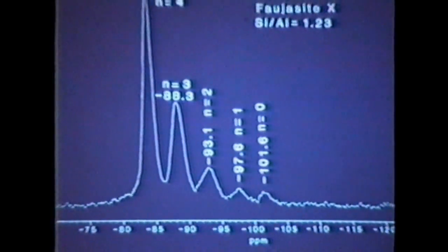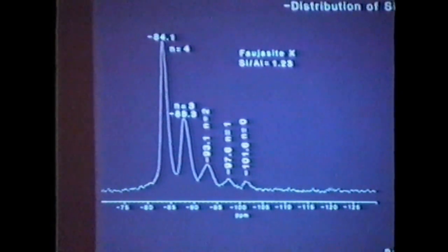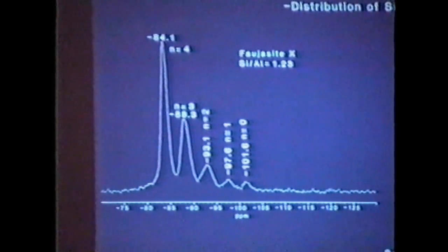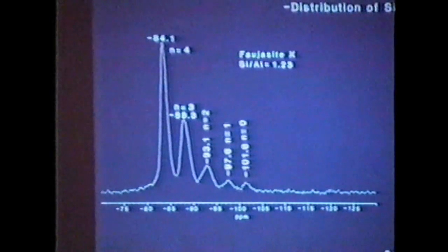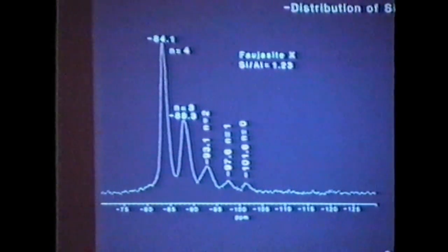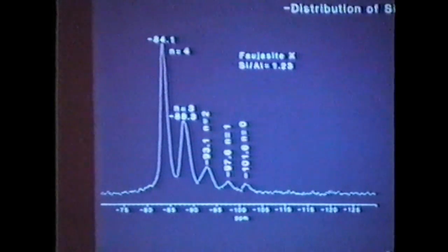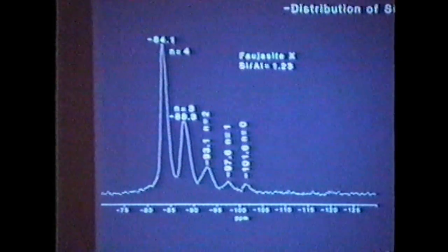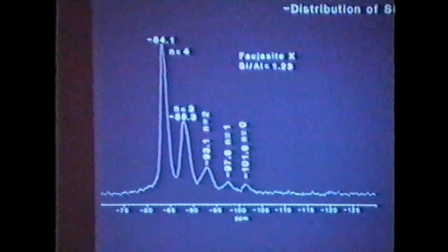For example, to what degree you have a silicon with, say, 2 aluminums next to it. If you have a silicon attached to 2 aluminums, you get 1 shift. 0 aluminums, you get a different shift. 2 aluminums, for example, in that top slide. And 4 means that you have a silicon attached to 4 different aluminums through an oxygen bridge. So this gives you some way of probing what kind of aluminum distributions you have in the zeolite.